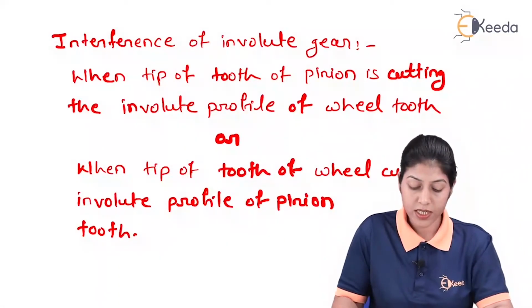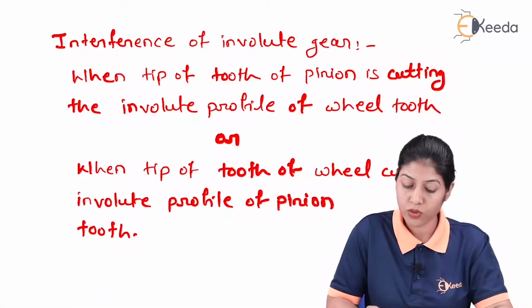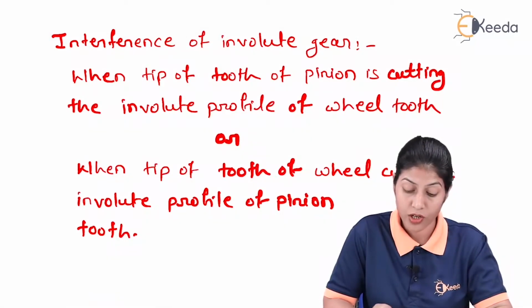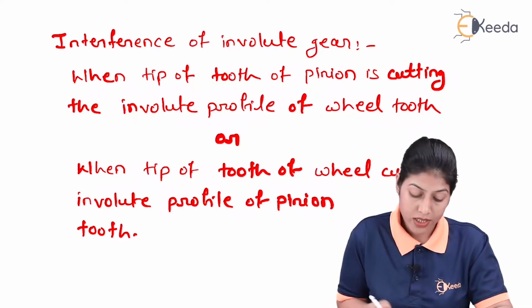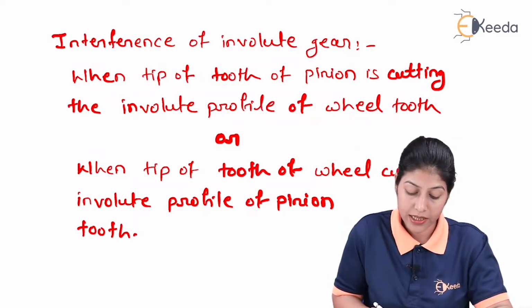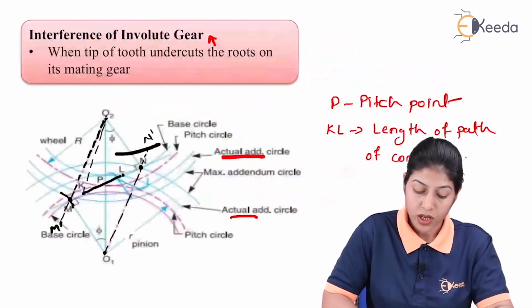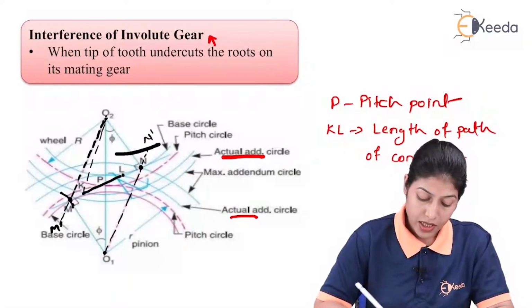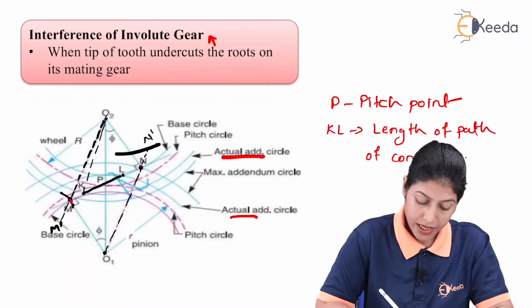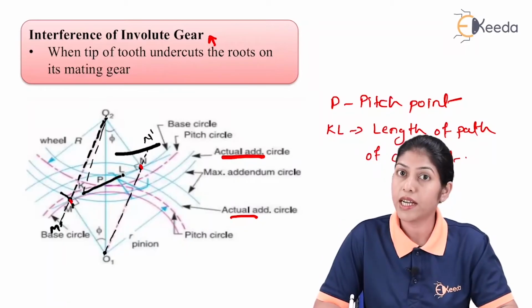So this is the description of interference: when the tip of the tooth of the pinion is cutting the involute profile of the wheel tooth, or vice versa, when the tip of the tooth of the wheel is cutting the involute profile of the pinion tooth. In that case, these points M and N are representing the interference points.